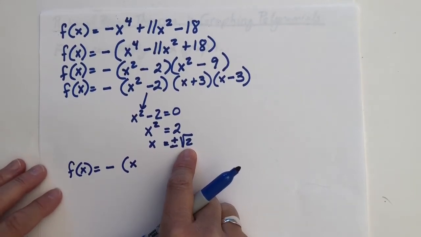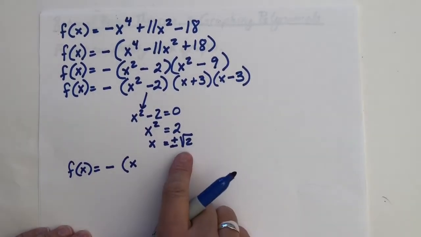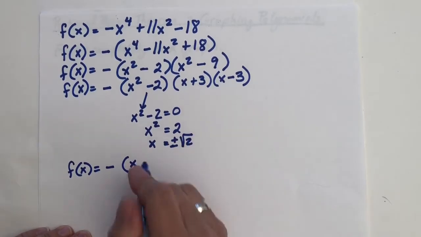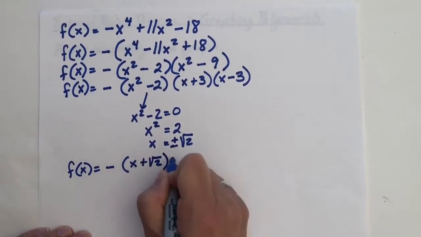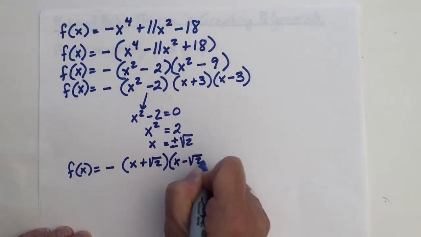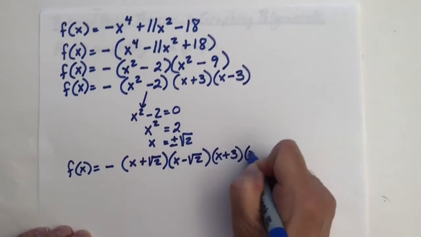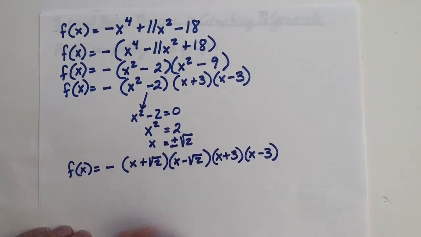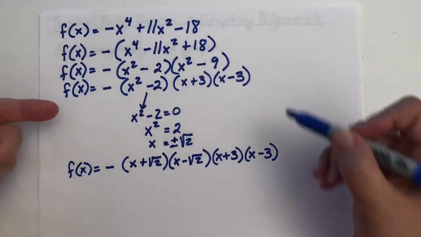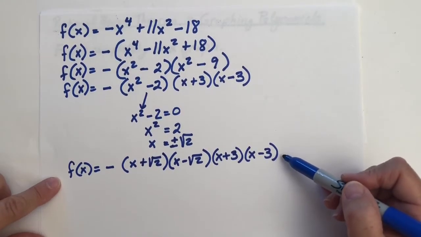Remember our factor theorem says if you have a number that is a 0, x minus that number would be a factor. So I can put in these as factors. So I have x plus the square root of 2, x minus the square root of 2, and we still have x plus 3 and x minus 3. We now have it factored completely with respect to the reals. This was factored with respect to the integers, but now it's factored completely with respect to the reals.